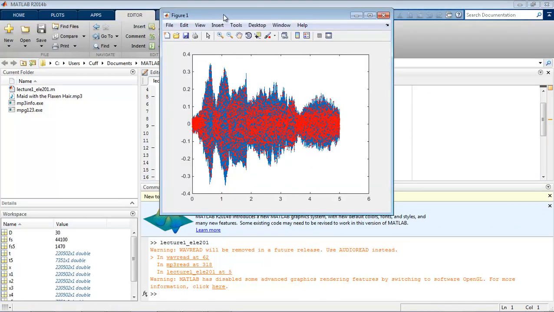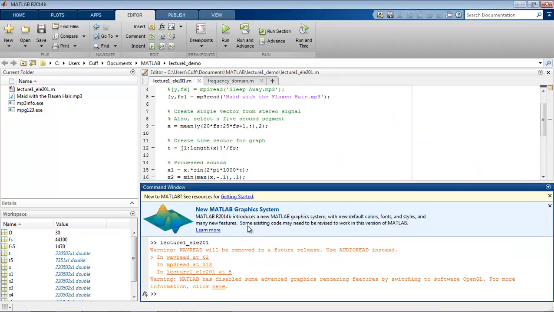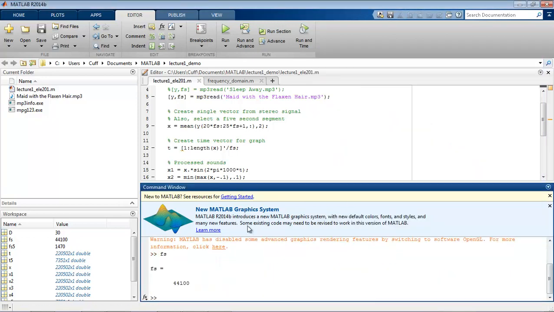Okay, we have two variables that we're working with here. One is a vector of all of the data points for the sound wave, and the other one is a sampling rate. If I type in fs here, it says 44,100. That's the sample rate. So if you want to reconstruct the sound, this would be a value measured 44,100 times a second, so you'd want to reconstruct it at that rate.